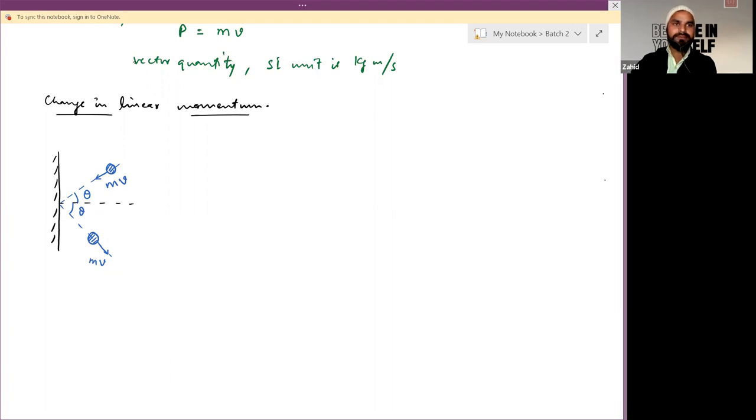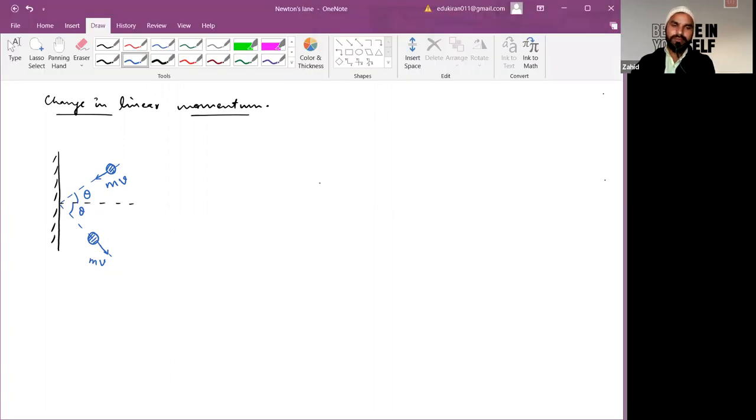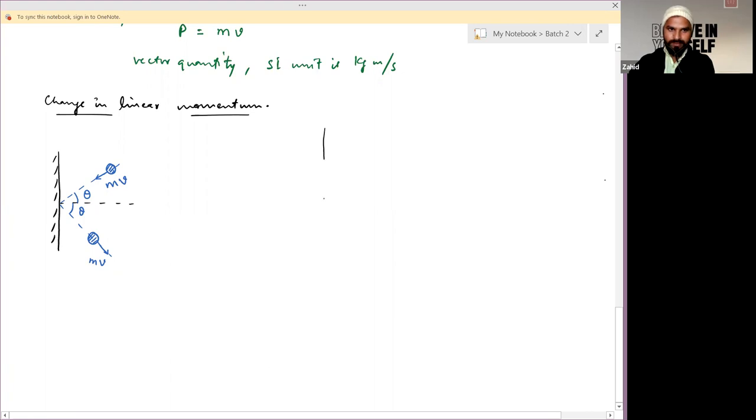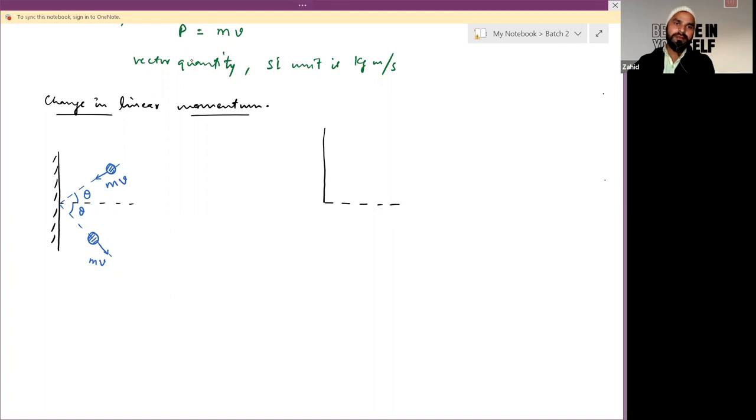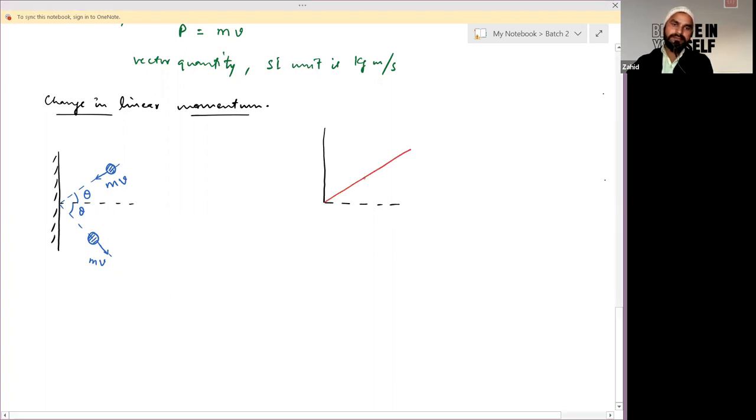So how to simplify it? First, break its component while striking this wall with momentum mv. If you break its component with respect to this theta, it will have mv cos theta adjacent to this theta component and mv sin theta perpendicular to it. So this will be termed as initial momentum.